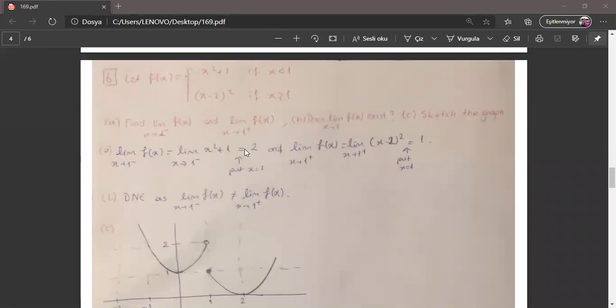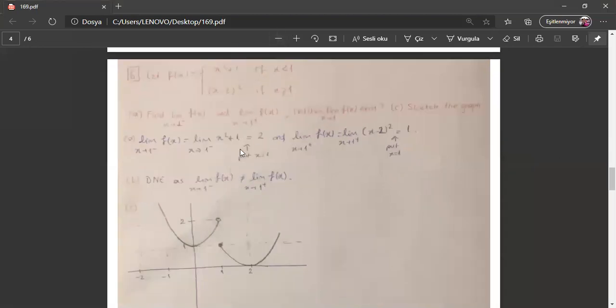So here we had 2, here we have 1, they are not equal, so the limit does not exist when x is approaching 1. Okay, for B we find that. Now we'll sketch the graph. So first, let's find the definition of f, or the value of f, when x equals 1.